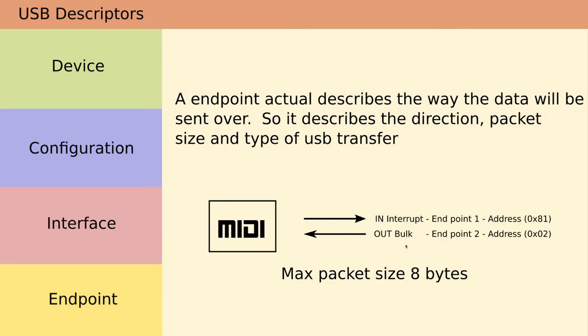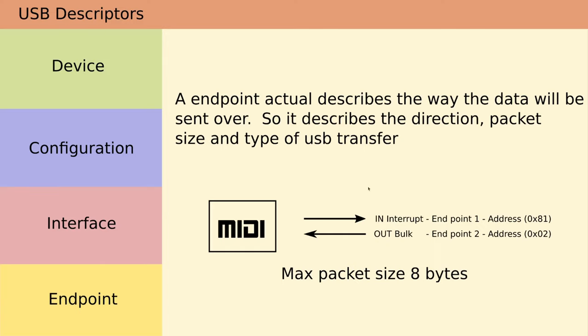And lastly, we have the endpoints. Now, the endpoint is the way the actual USB data is getting sent over. So in this case, we have a MIDI device which needs two different endpoints. Some information going out to the MIDI device, because this is from the perspective of the host, and some MIDI data going in to the device to tell you what keys you're pressing in this case, for example.